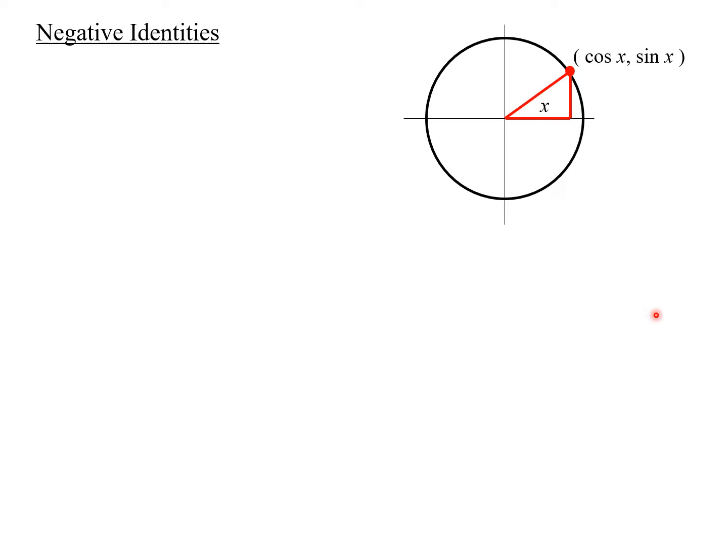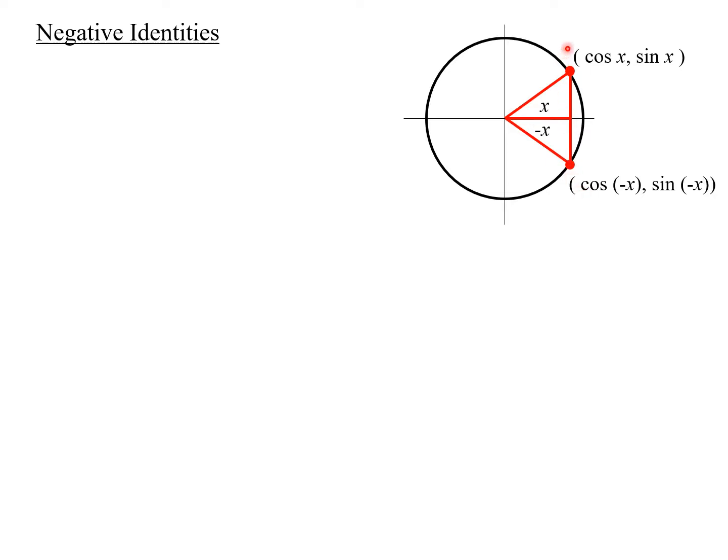Now the negative identities. If we say for some angle x in the triangle here, this point will have coordinates cosine of x, sine of x. Now instead of taking a positive x, let's take an angle of negative x. Notice it ends up with the same x coordinate, all right? Well, actually this point would now have coordinates cosine of negative x, sine of negative x. Okay, the x component, or the x term, and the y term.